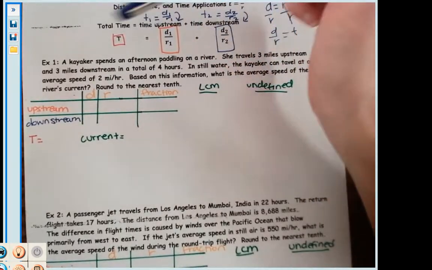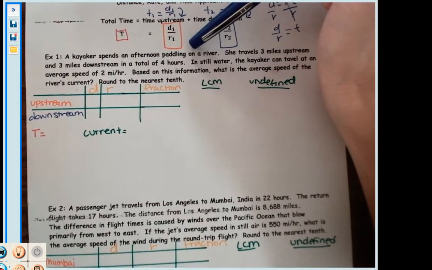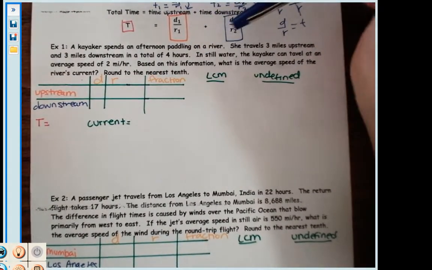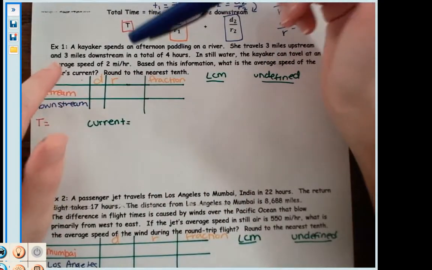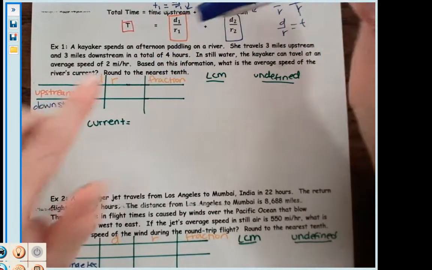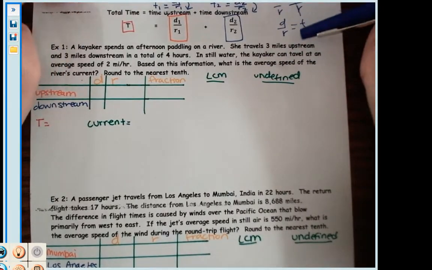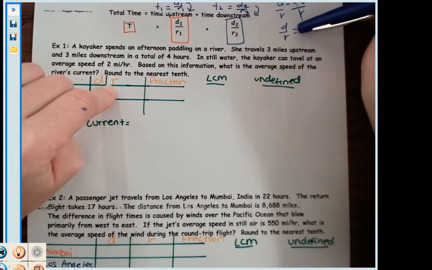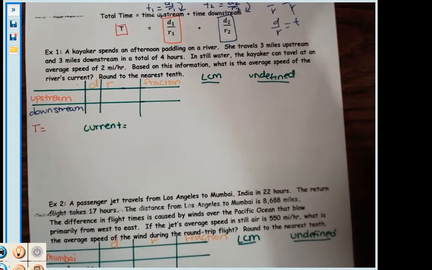Example 1 says, a kayaker spends an afternoon paddling on a river. Do you go kayaking? I do. It's so much fun. I highly recommend it if you've never done it before. But anyways, she travels 3 miles upstream and 3 miles downstream, which is how you should always do it when you kayak, because it's a lot easier to go downstream than upstream. If you do all the work up front, it's much easier at the end if you go with the current. So keep that in mind if you ever choose to go kayaking.